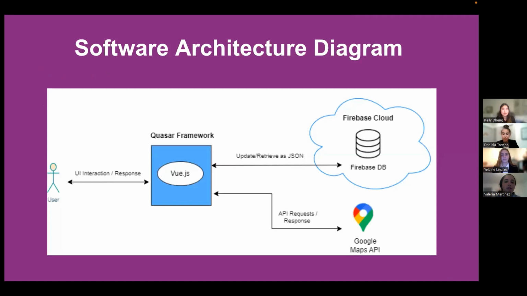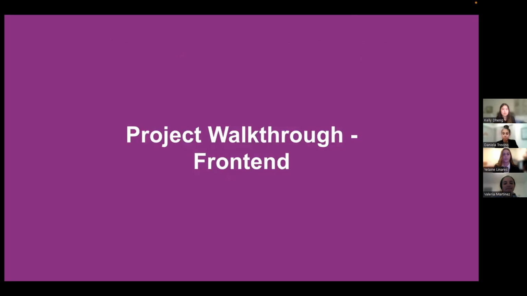So just to give a little overview of the software architecture, as you can see here, we use Vue.js along with Quasar framework, which provides us with theme components such as the layout of our app, buttons, and more. And we also use Firebase Cloud to hold our places, reviews, and comments, which then later can interact with the UI. And then lastly, we use Google Maps API to get the details of the places according to the user's location. So I'll move on to the actual project.